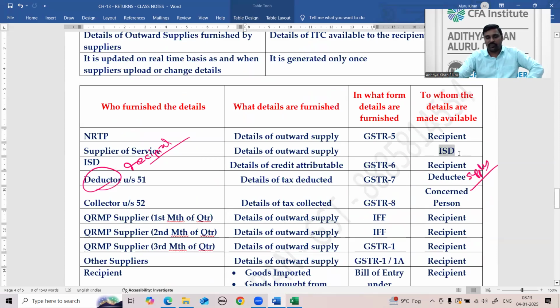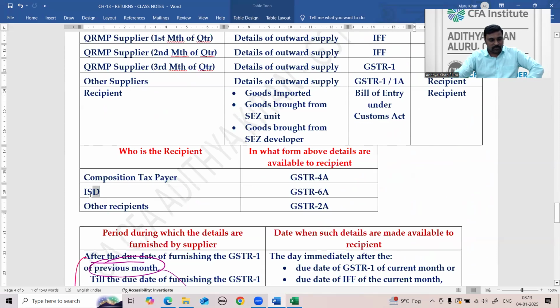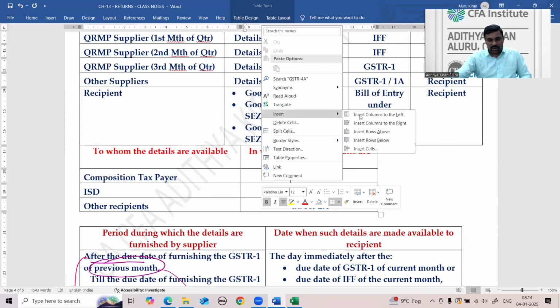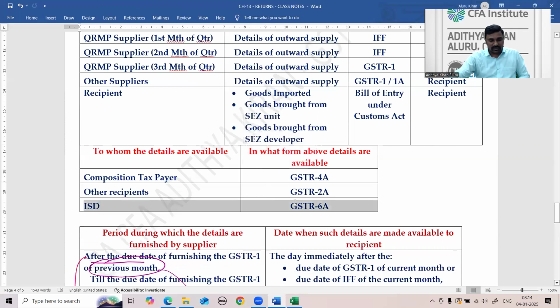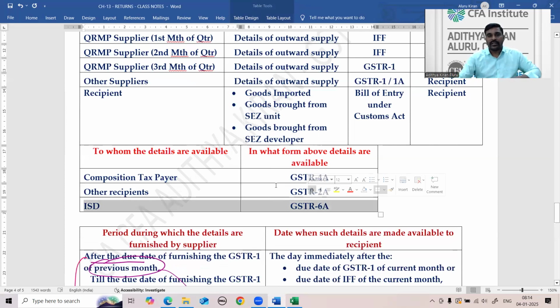To whom are the details made available? Composition taxpayer, he is the recipient, so for him the details are available in the form GSTR 4A. Other recipients, for them the details are available in GSTR 2A. Whereas for input service distributor, the details are available in GSTR 6A.